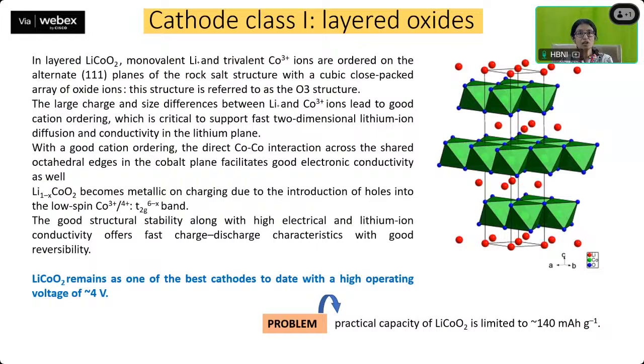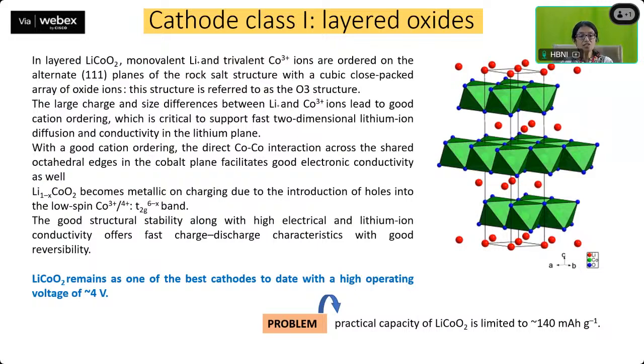So what is cathode class 1? We will discuss a little bit in detail the layered oxides. You look at the right hand side, you have this particular structure where these red balls are nothing but lithium, whereas the green ones which you see inside are the cobalt, and the dark blue ones are nothing but your oxygen. So in layered lithium cobalt oxide, monovalent lithium and trivalent cobalt 3 plus ions are ordered on alternate 1-1-1 planes, as you can see, of the rock salt structure with a cubic close packed array of oxide ions. And this particular structure is known as the O3 structure.